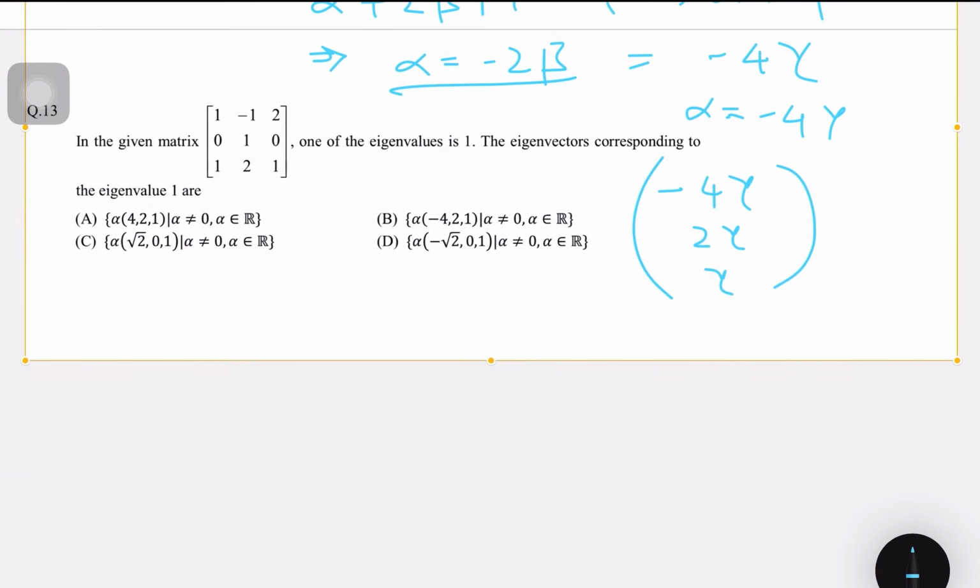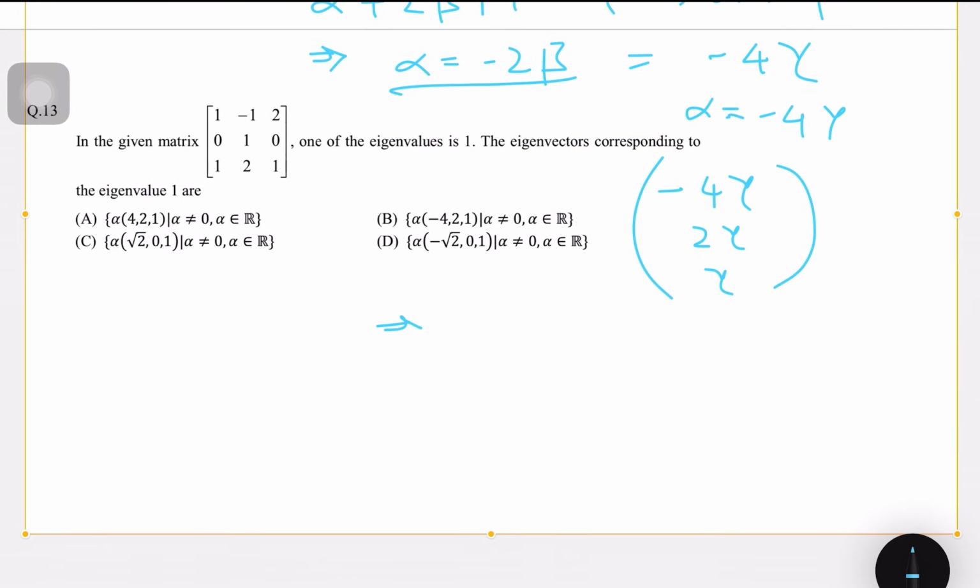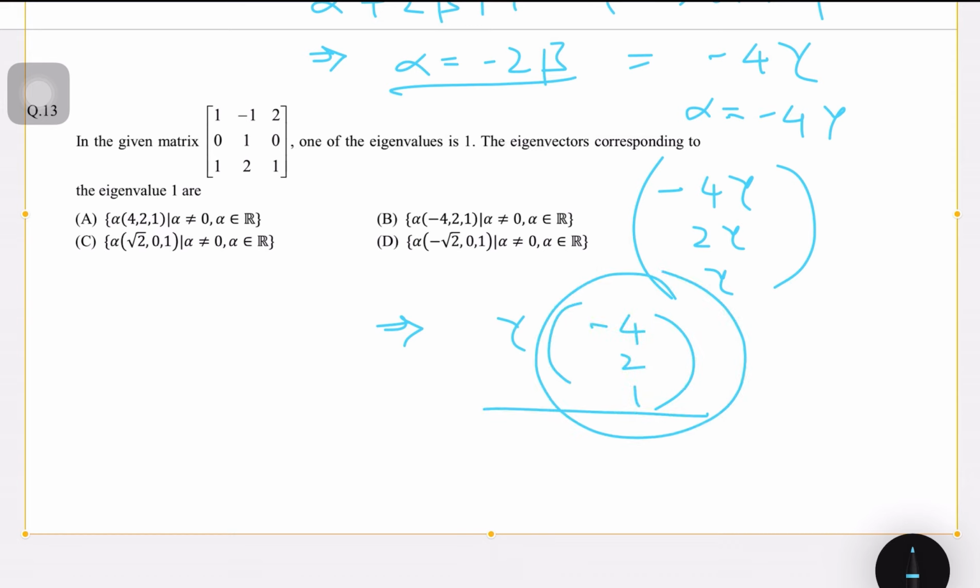So what we got is that I can take out gamma common: minus 4, 2, 1, right? So this is my particular vector, and it is a scalar multiple, like gamma or alpha, whatever you can take, and this has to be non-zero. That means our second option is correct, right? So don't get confused, there is no difference, you can take any value here. We have taken alpha here. So the second number is the option.